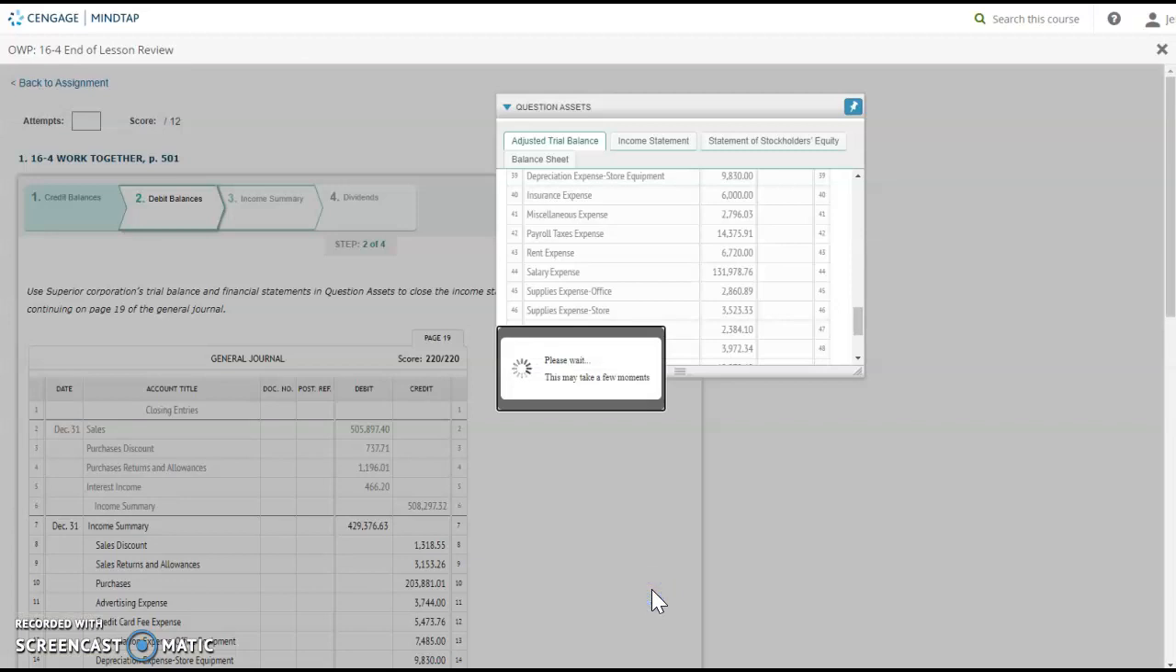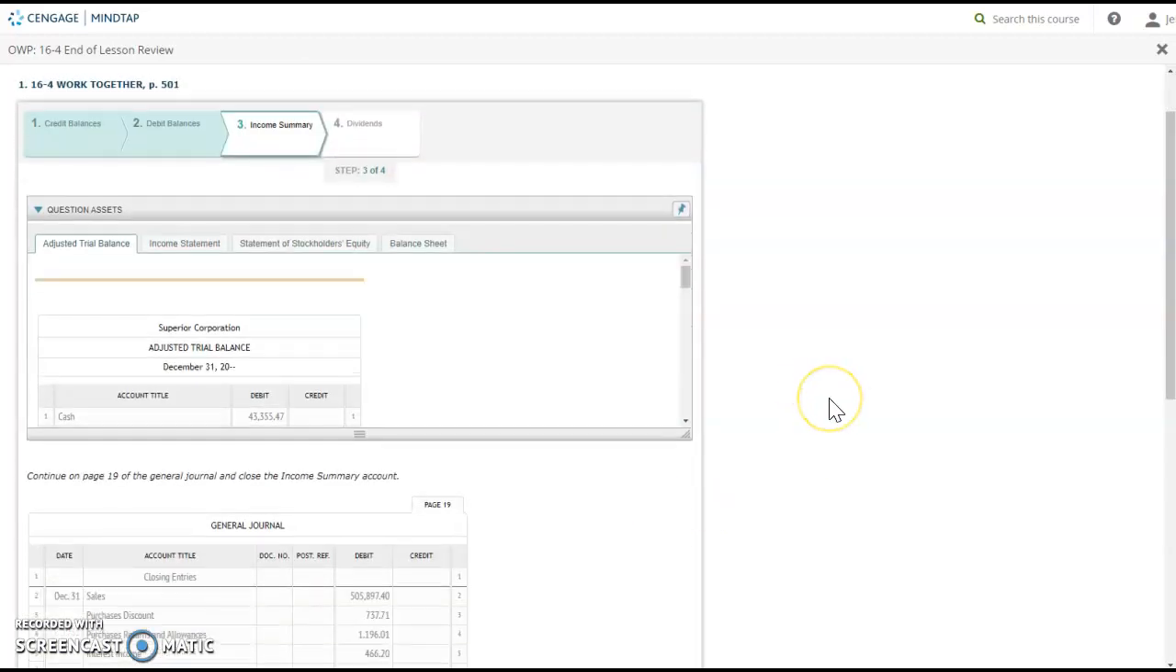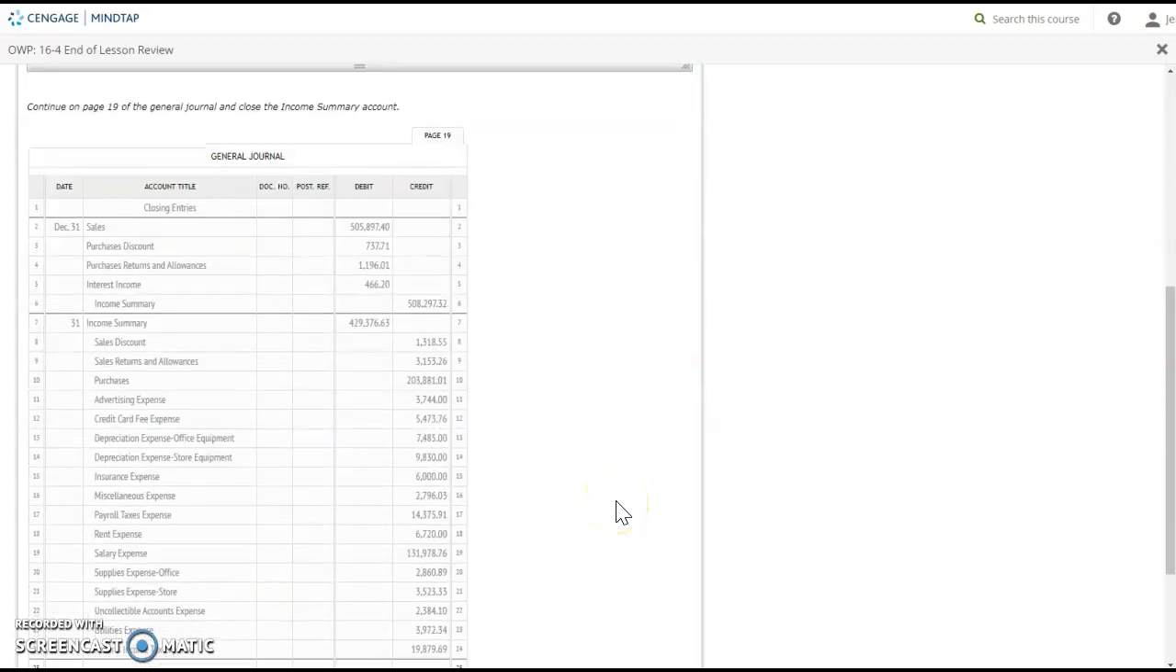And next step. Okay, so now we are going to make our third closing entry. Now remember, with our third closing entry, it really essentially is doing two things in one. One, we're going to record our net income or our net loss, and then at that same time, it ends up closing our income summary account.